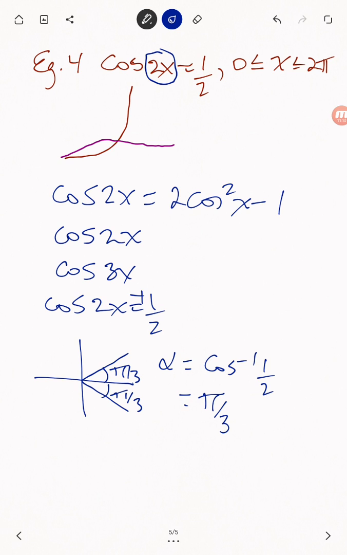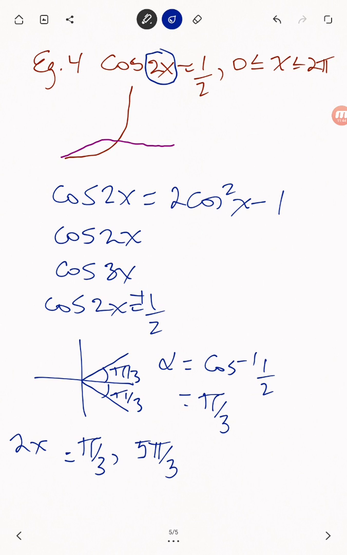And then we go ahead and find the standard angles that go with each of those related acute angles. In the first quadrant, it's still going to be pi over 3. In the fourth quadrant, it's going to be 2 pi minus pi over 3, which is 6 pi over 3 minus pi over 3, which would be 5 pi over 3. The only difference is these two angles now are not equal to x, but equal to 2x.